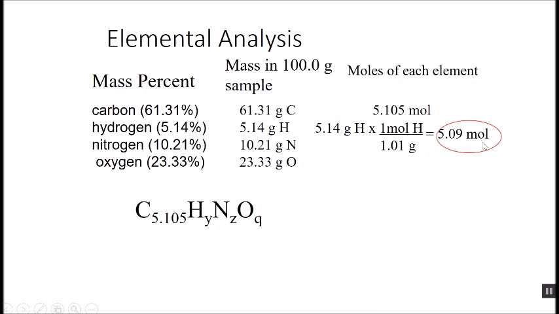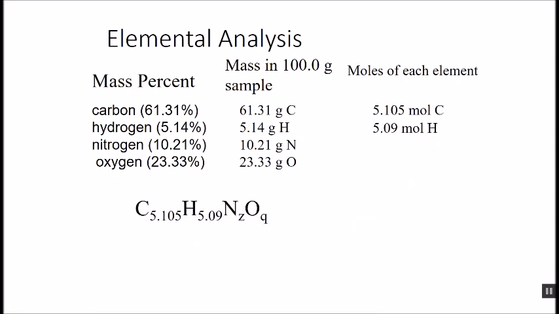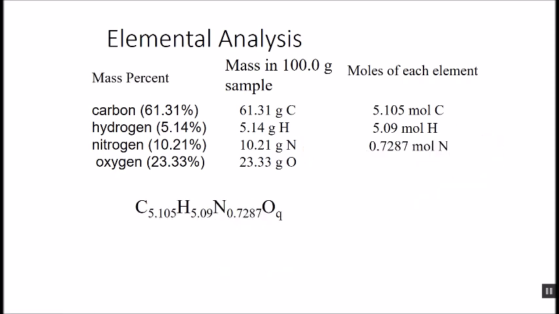So let's plug that in to our formula here. And of course, next we have nitrogen. Let's take our 10 grams of nitrogen, divide by the molar mass of nitrogen, and there's our moles of nitrogen there. And last, of course, is oxygen. 23 grams of oxygen converted to moles, divide by the molar mass of oxygen to get the moles.